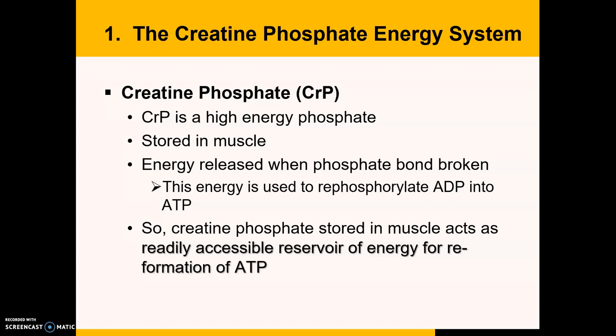Unlike ATP, however, this energy is not used directly to power muscle contraction. Instead, the energy released from the breakdown of creatine phosphate is used to rephosphorylate ADP to ATP. Thus, the creatine phosphate stored in muscle acts as a readily accessible reservoir of energy for the reformation of ATP.